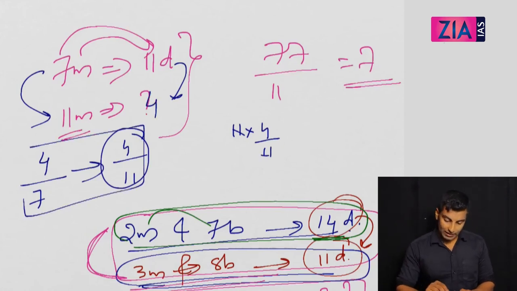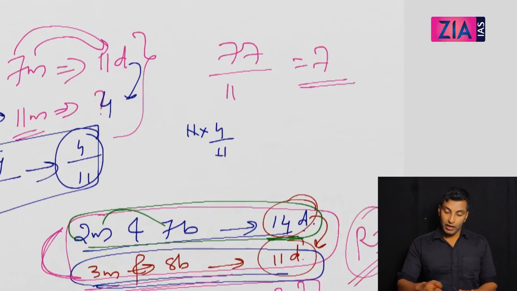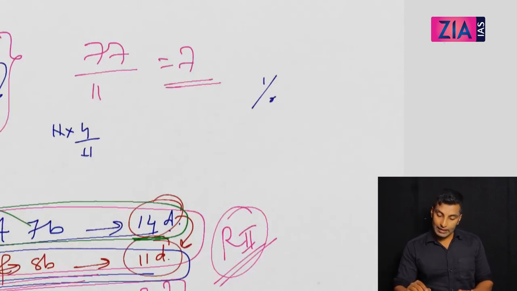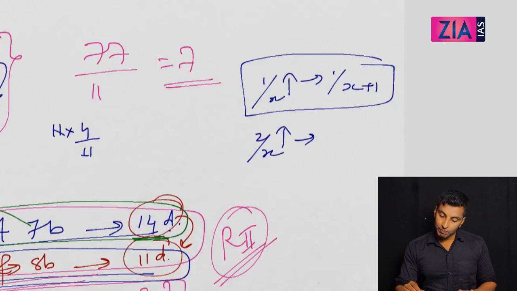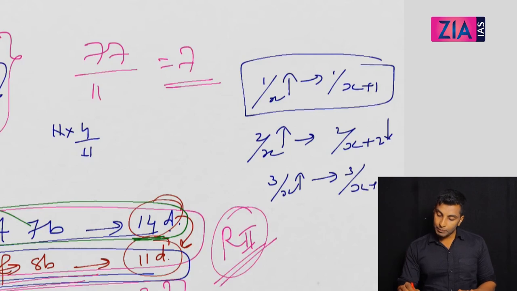Now here it is complex, because if you remember, 1 by x increase will lead to 1 by x plus 1 decrease. That is easy for you. But here instead of 1 it is 4 by x. Then it is difficult, right? Not difficult if you know this. If it is 2 by x increase, 2 by x plus 2 decrease. If 3 by x increase, 3 by x plus 3 decrease. But here it was 4 by x increase, which will lead to 4 by x plus 4 decrease.